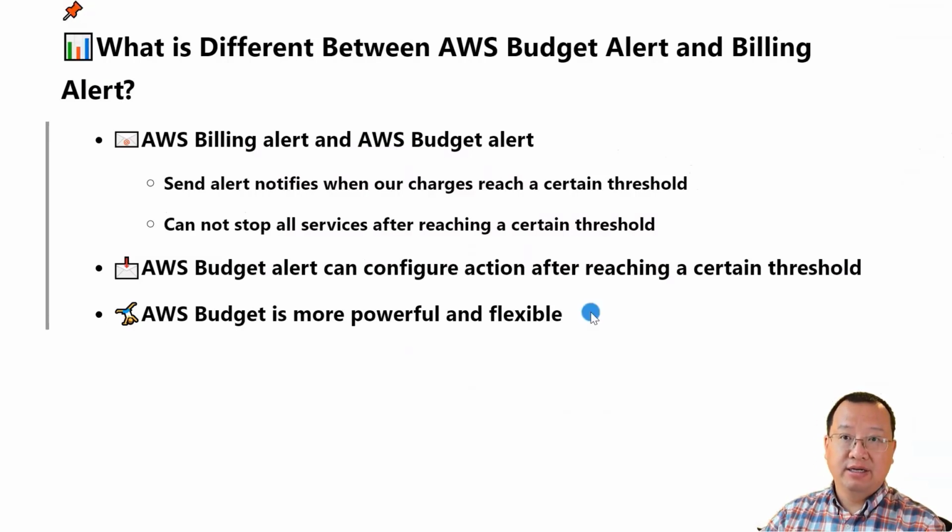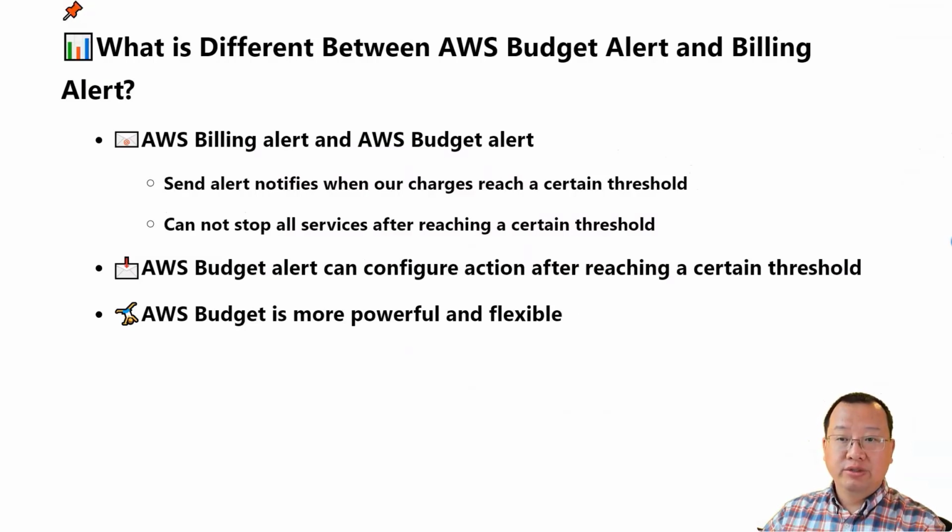AWS Budget Alert is more powerful and flexible. Billing alarms are per account only and monthly only, based on our AWS spending. Budget Alert, on the other hand, can be set to warn based on forecasted spend for a month, quarter, or year, and can be tracked against different dimensions, such as a group of linked accounts, specified tags, or services.